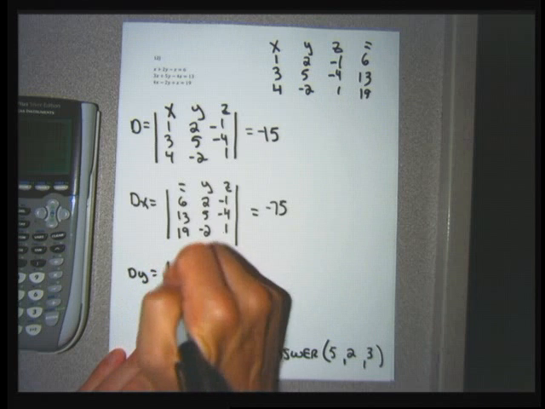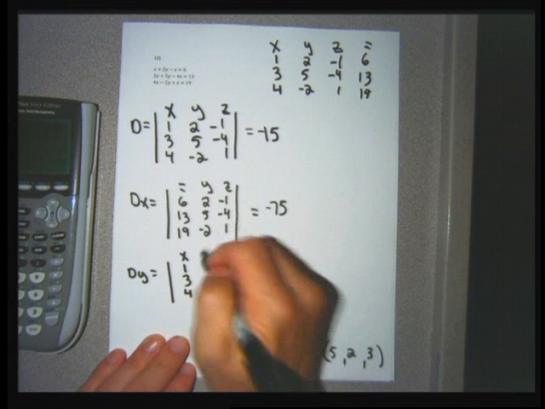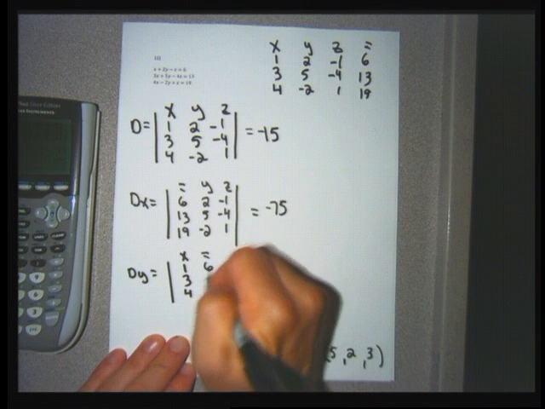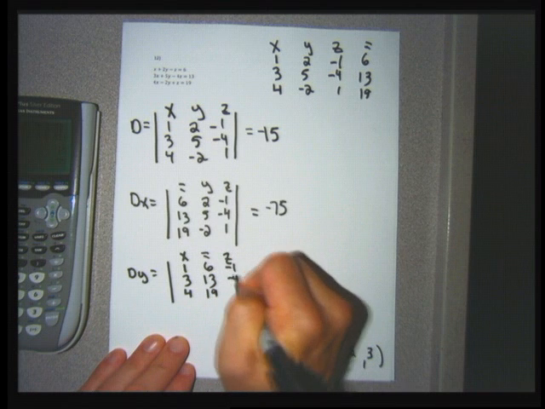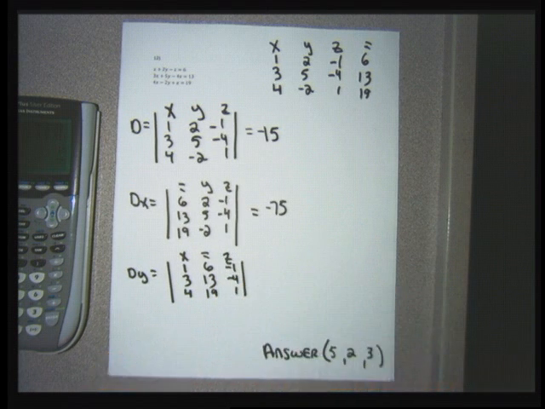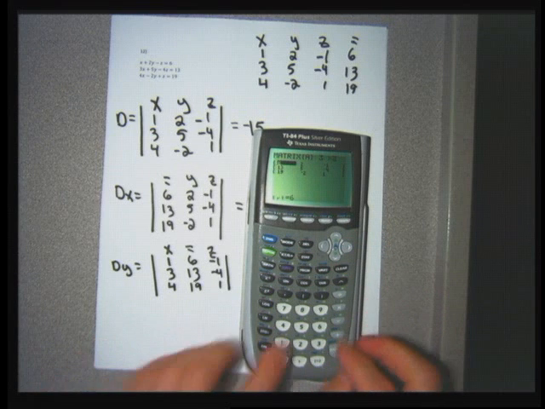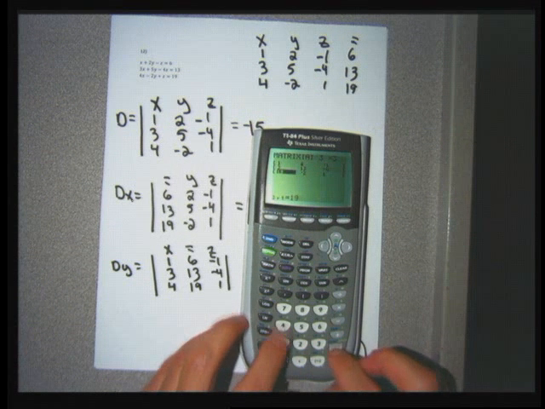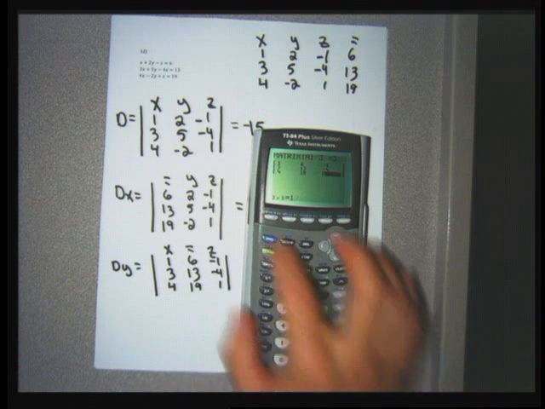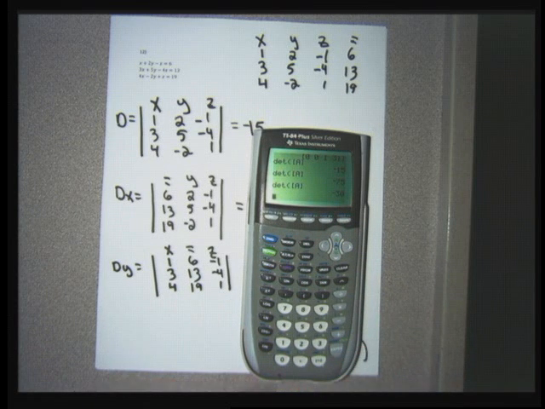Now I'm going to do the D sub y. The D sub y has the x column of numbers, 1, 3, and 4, the equals column, 6, 13, and 19, and the z column, negative 1, negative 4, and 1. I'm going to enter that on my calculator and do its determinant. So second matrix, edit, another 3 by 3: 1, 6, negative 1, 3, 13, negative 4, 4, 19, 1. Second quit, second enter, enter. I get negative 30 for the D sub y.